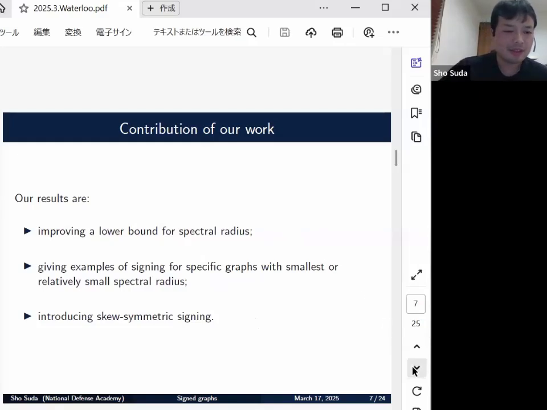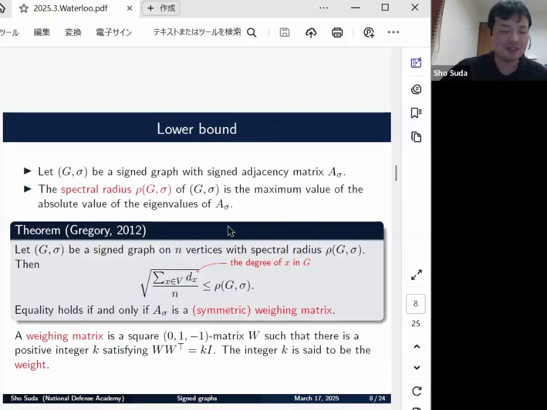So, in order to show our first contributions, I will show you some known results for the lower bound of the spectral radius. According to the survey paper by the Big Four guys, this theorem was proven in 2012. But I think many people already know this theorem, or you can easily prove it without seeing its original proof.